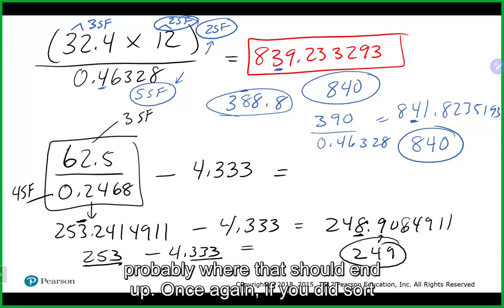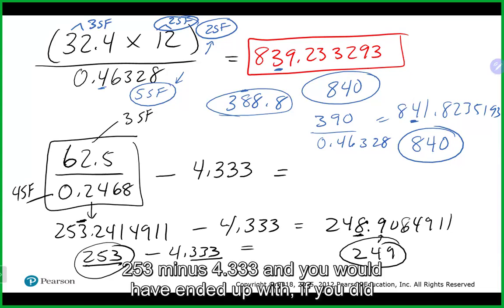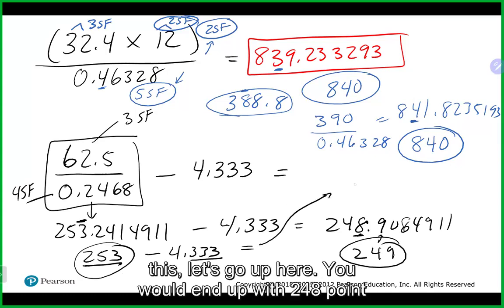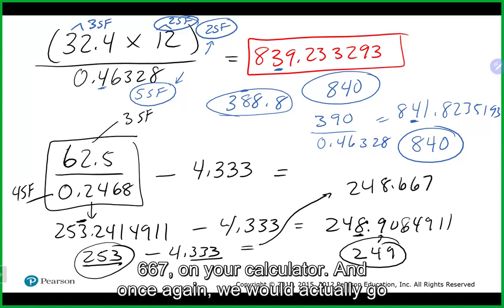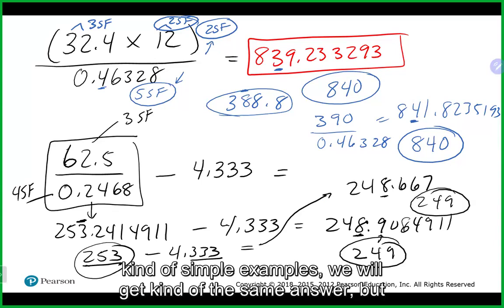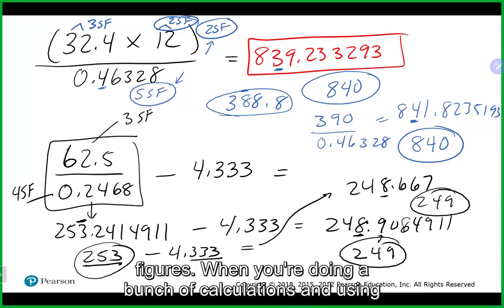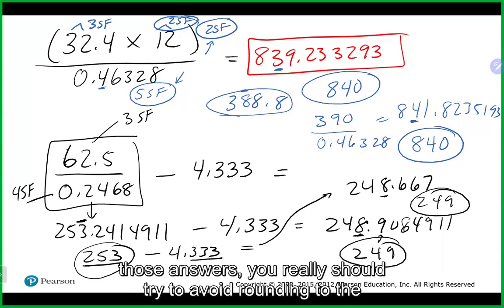Once again, if you did clean this guy up right off the bat, you would have taken 253 minus 4.333. And you would have ended up with 248.667 on your calculator. And once again, we would go to our whole number, and looky there, in these simple examples, we will get the same answer. But in real problems, when you're doing a bunch of calculations and using those answers, you really should try to avoid rounding until the end.